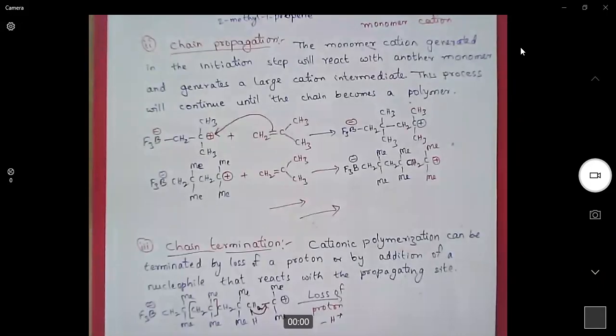In the last class, we were discussing cationic polymerization reaction. In that, we were discussing chain termination. A chain in cationic polymerization can be terminated by loss of a proton or by addition of a nucleophile that reacts with the propagating site.